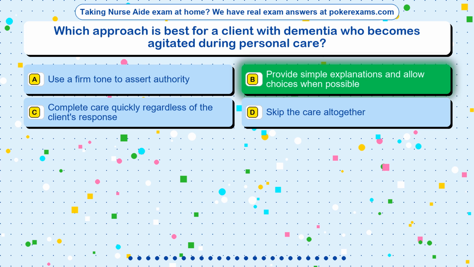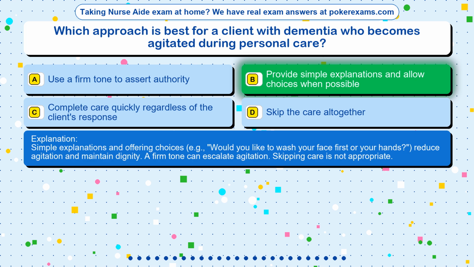The correct answer is option B. Provide simple explanations and allow choices when possible. Simple explanations and offering choices. Example, would you like to wash your face first or your hands? Reduce agitation and maintain dignity. A firm tone can escalate agitation. Skipping care is not appropriate.